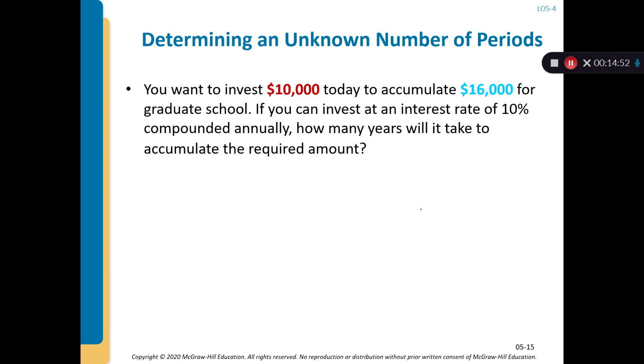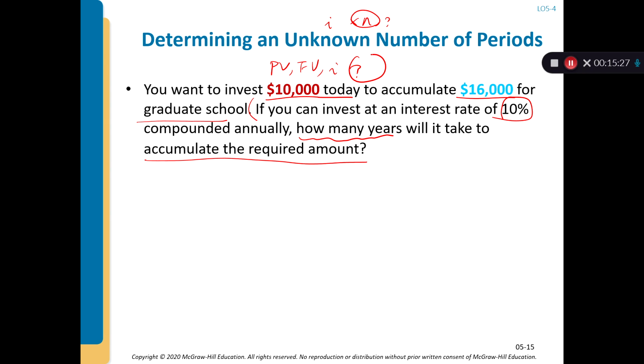That's the scenario where you know I, but you do not know N. Now N is the question mark. It's the same idea. So let's say the scenario is you want to invest $10,000 today and accumulate $16,000 for graduate school. You know that you want to invest in a project that gives you a return of 10%, but you don't know how many years it takes for you to get this $16,000. So that's exactly the scenario where we know the PV, we know FV, we know I, but we don't know N.